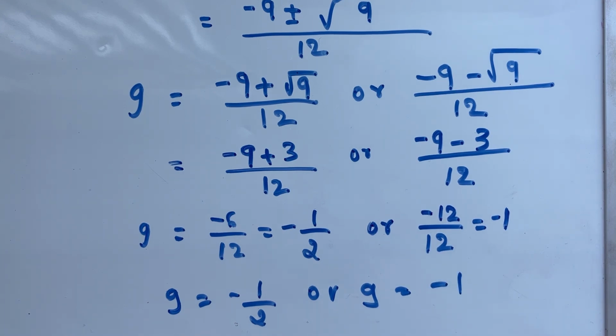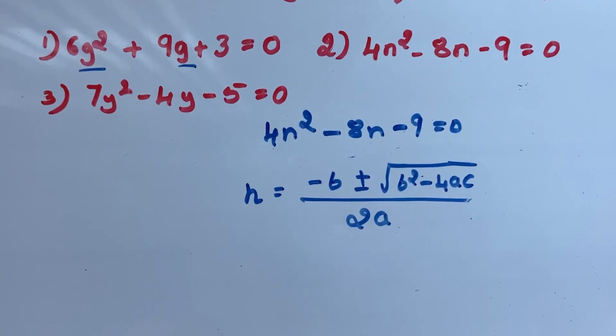These are our two solutions of the quadratic equation 6g² + 9g + 3 = 0 using the quadratic formula. Now let's go to the second question. The second question is 4n² − 8n − 9 = 0. Here our variable is n. So the quadratic formula is n is equal to minus b plus or minus square root of b² − 4ac divided by 2a. Compare the given quadratic equation with ax² + bx + c = 0.